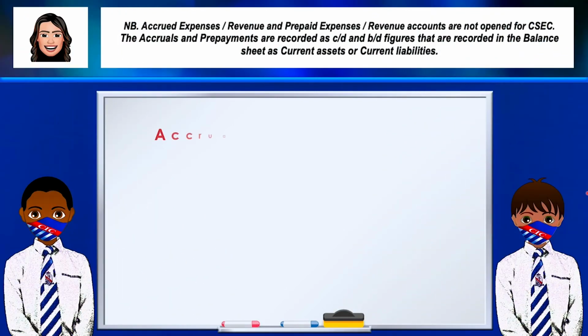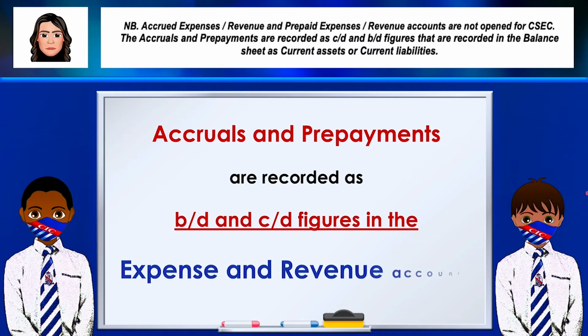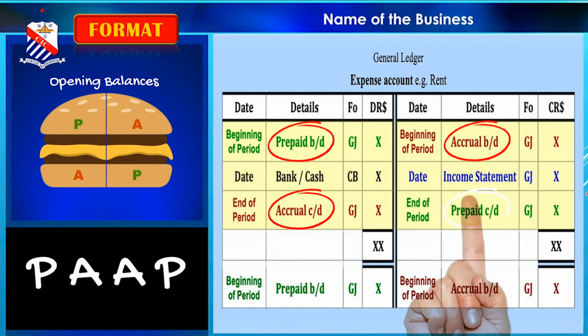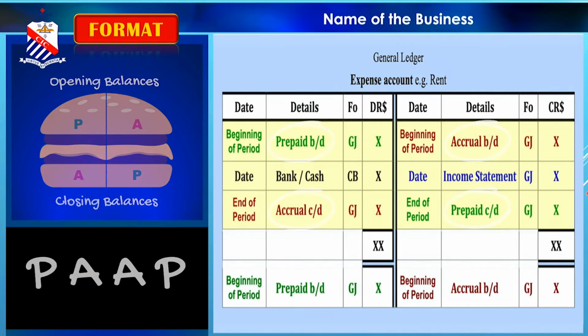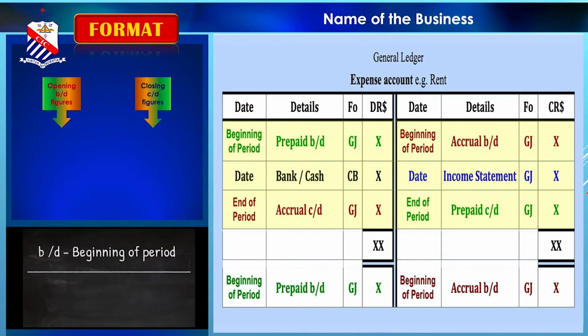Remember, the accruals and prepayments are recorded as the brought down and carried down figures in the expense and revenue accounts. So this is why we would have our PAAP, where you would have your opening and your closing. Your opening figures are usually represented by brought down, and your closing figures are usually represented by carried down. I like to remember it like that: B, beginning, brought down; C, closing or ending, carried down, right?